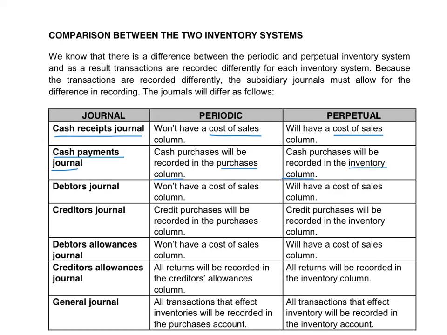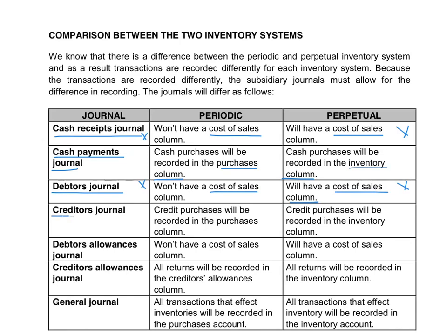In the debtors journal, when you sell goods on credit, just as we had in the cash receipts journal, there will be no cost of sales column. So whether you sell the goods for cash or on credit, you don't record cost of sales in the periodic inventory system. In the perpetual inventory system, you will use a cost of sales column because you have to record the cost price of the goods sold. So whether you sell it for cash or on credit, you will record the cost of sales and you will record the sales price separately.